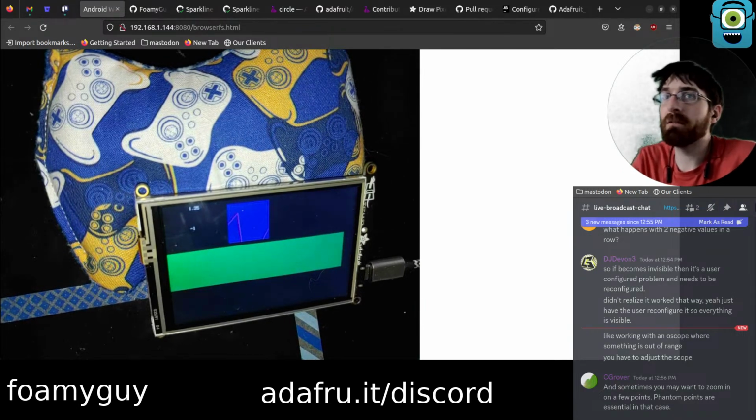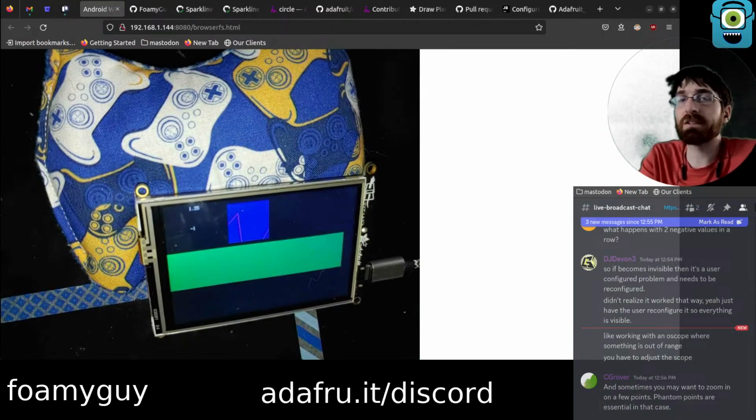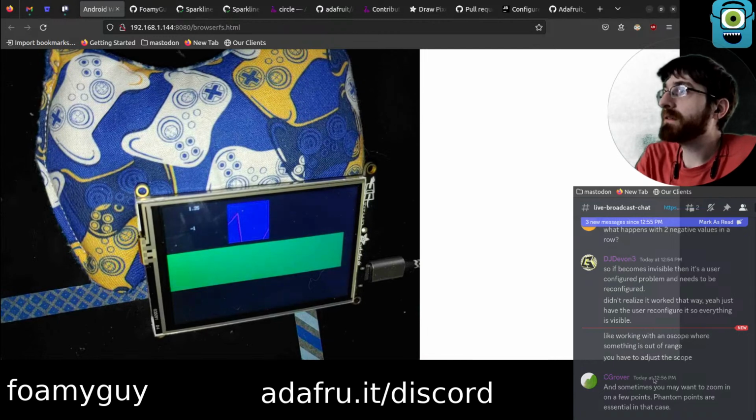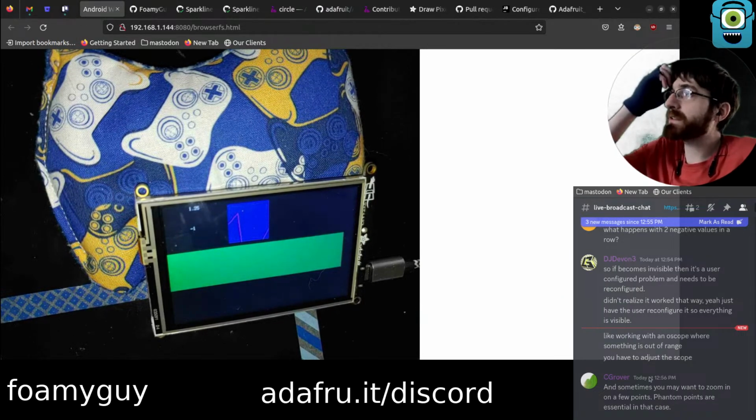I do think I like that behavior, though. Yeah, if they specified the range, then we let them have the gap. Working with an oscilloscope where something is out of range, you just have to adjust. Yeah.